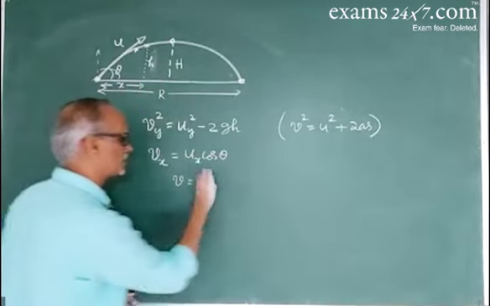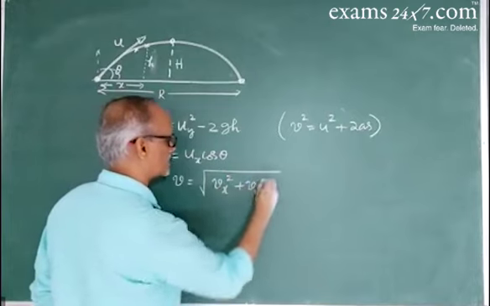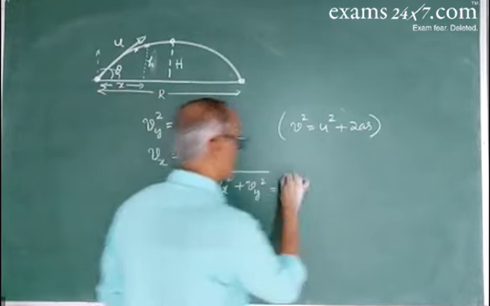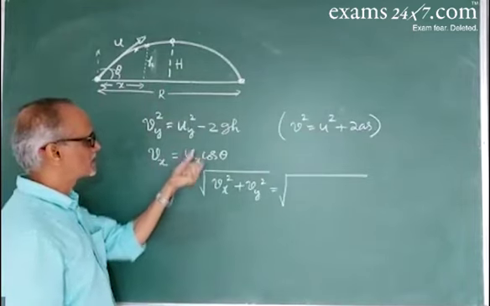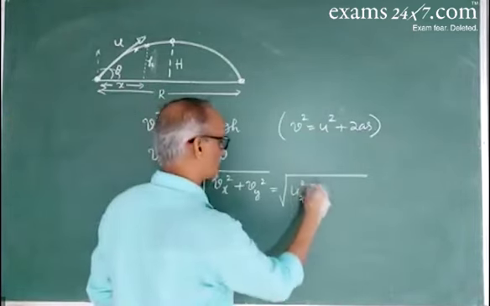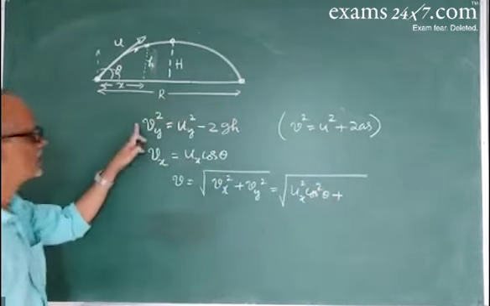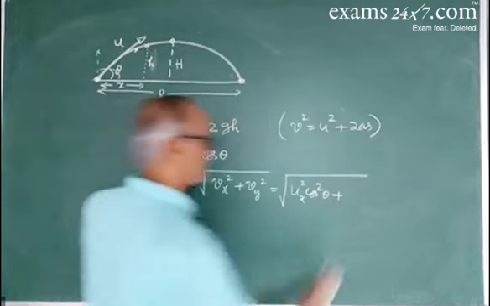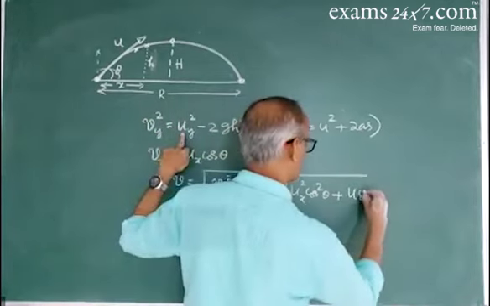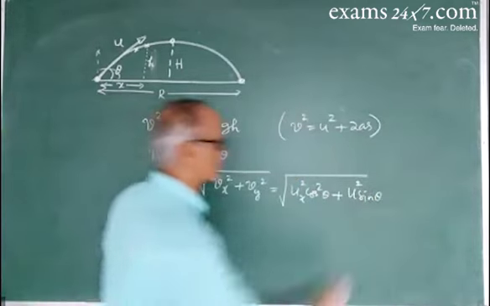So v is equal to root of vx square plus vy square. That's root of vx square, which is nothing but u square cos square theta, plus vy square. Vy square is nothing but uy square, and the value of uy is u sine theta, whose square is u square sine square theta, minus 2gh.